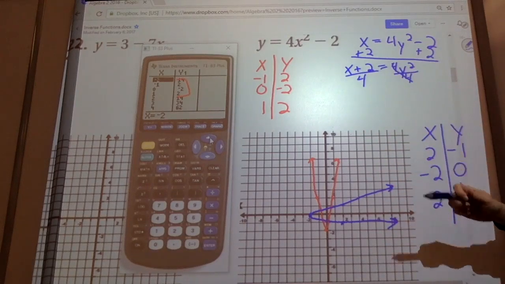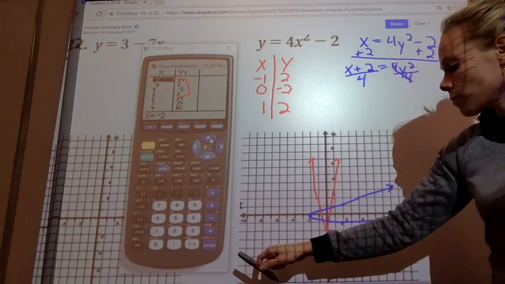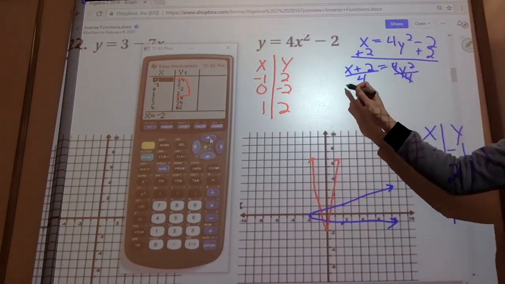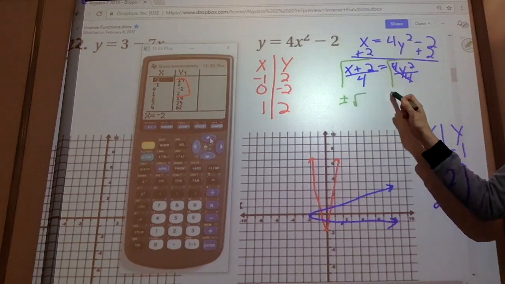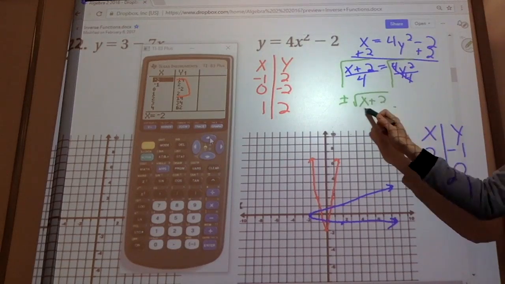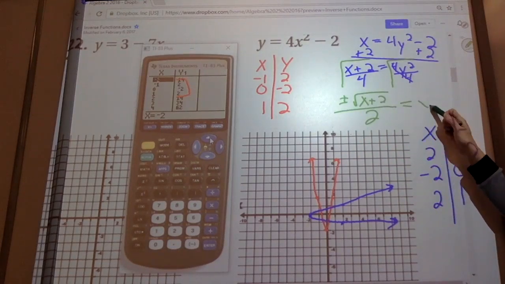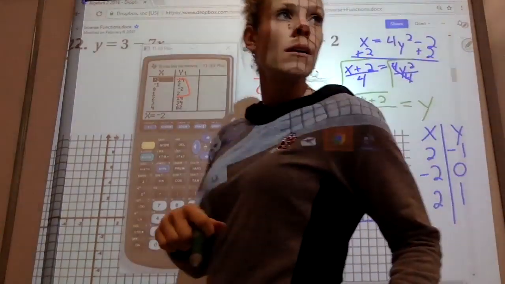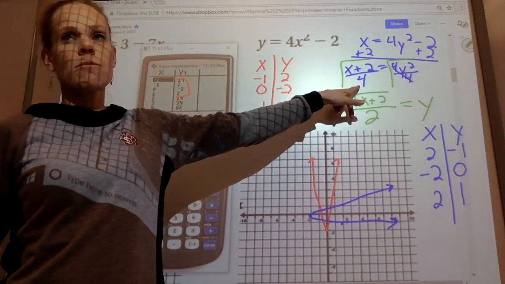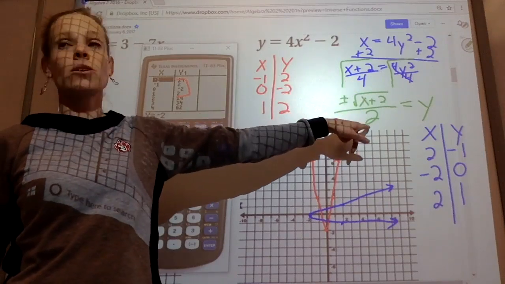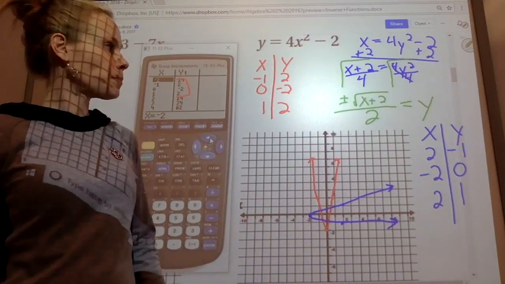Square root both sides. Here's where radical lesson, last chapter, comes in. If I'm square rooting a fraction, plus or minus square root of x plus 2 over 2 equals y. Why? Because I square root the top, square root the bottom, and that bottom, square root 4, simplifies to 2. I can do that. Okay.